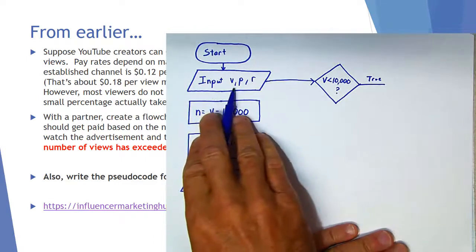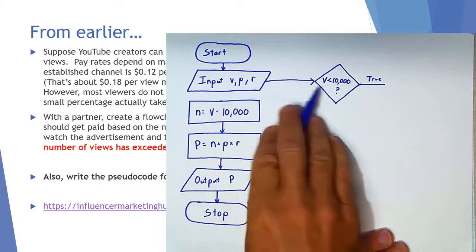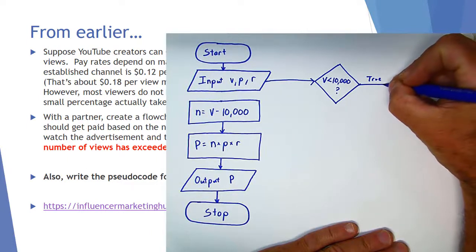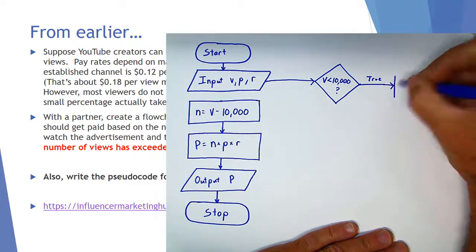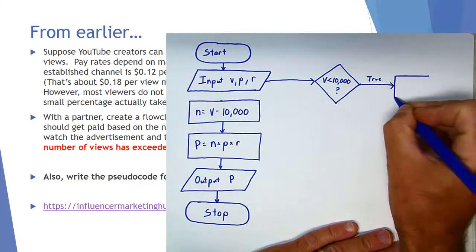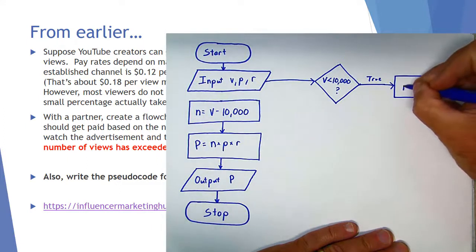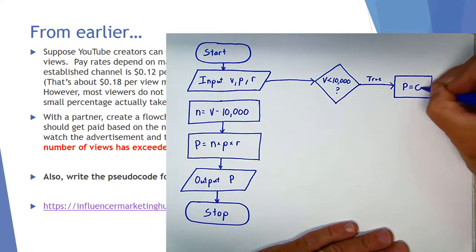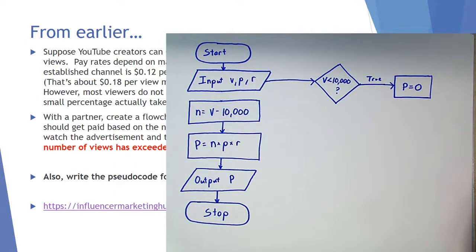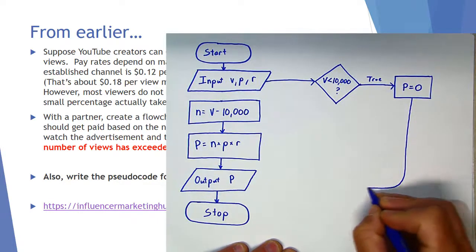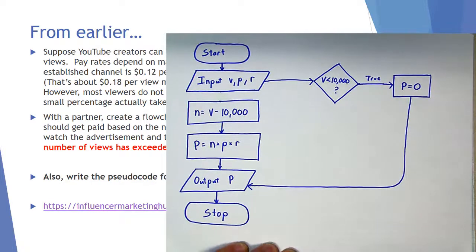What if we input the number of views, the percentage, and the pay rate, but the number of views is under 10,000? Well, then our pay value is 0, right? We're not going to get paid. And so we can automatically flow into a rectangle here where we're going to assign a value. That's an assignment statement. We're going to build on those in an upcoming lesson. But we can right there conclude that the pay value is going to be 0. And once we know that the pay is 0, we can automatically go down, output that, and stop our process.